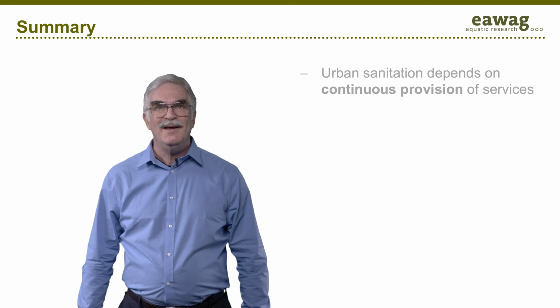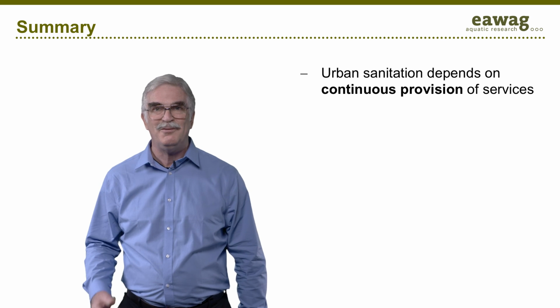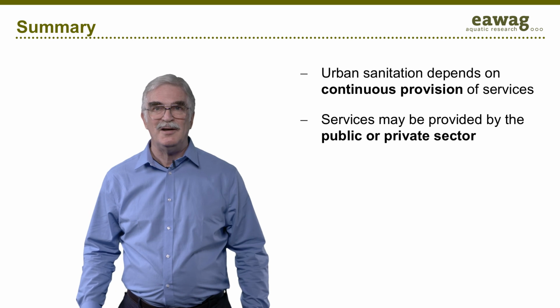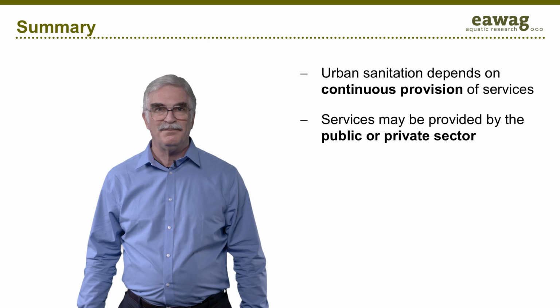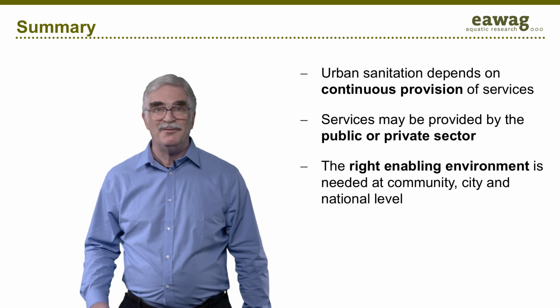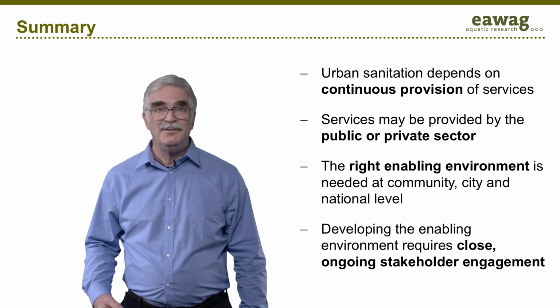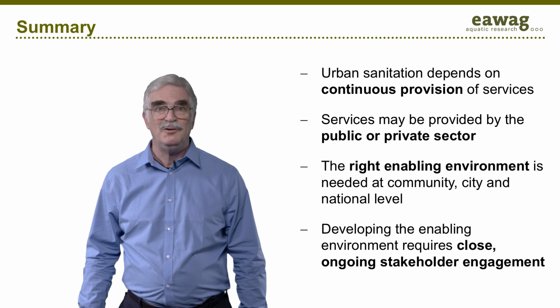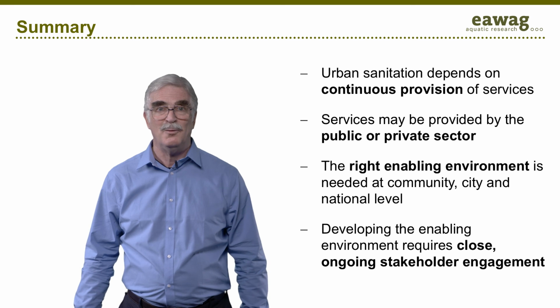In summary, urban sanitation depends on the continuous, coordinated and reliable provision of all the different services that make up the sanitation service chain. Services may be provided by both the public and the private sector or public-private partnership arrangements. For the services to be provided, the right enabling environment is needed at community, city and national or state level. Building service provider capacity and developing the enabling environment requires close engagement with the stakeholders throughout the development of an urban sanitation program or project.